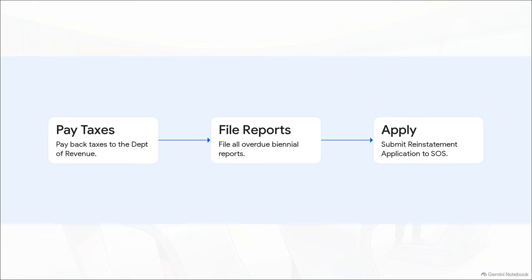To regain your legal capacity and active status, you just need to follow 3 reassuring steps. 1, pay any back taxes owed to the Iowa Department of Revenue. 2, file all those overdue biennial reports you missed. And 3, submit an application for reinstatement to the Secretary of State.